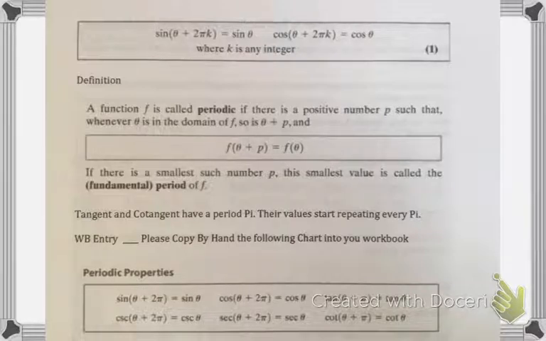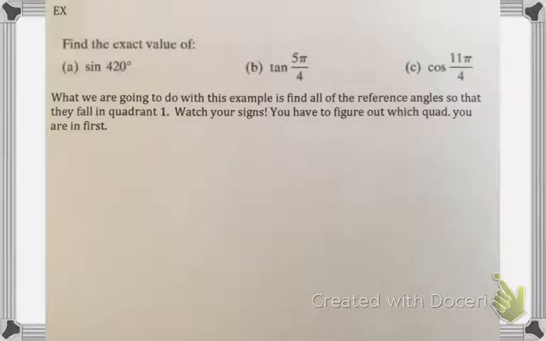By the way, the period for sine, cosine, cosecant, and secant, and I'm going to go ahead and make a box around that. That's what I'm talking about right here. They are all 2 pi because sine, cosine, cosecant, and secant repeat themselves every 2 pi. The odd man out is tangent. Tangent starts repeating itself every pi value, so its period is pi. Sine and cosine, 2 pi. Tangent, pi.